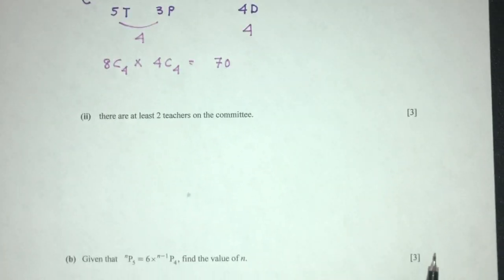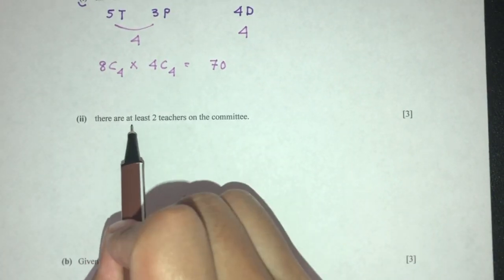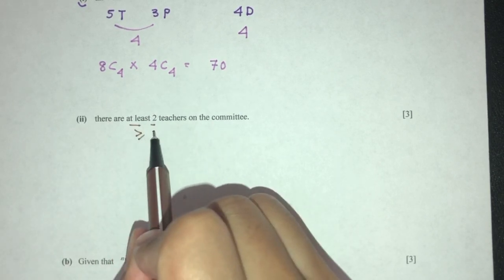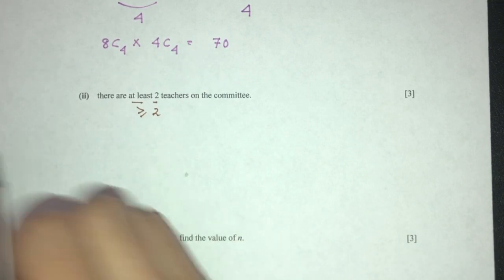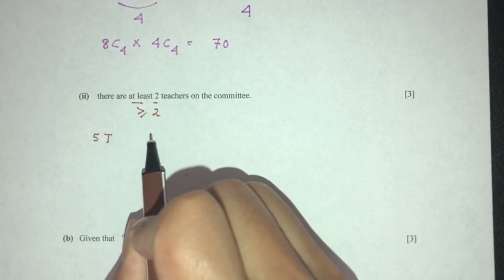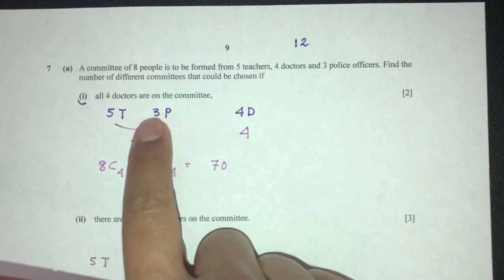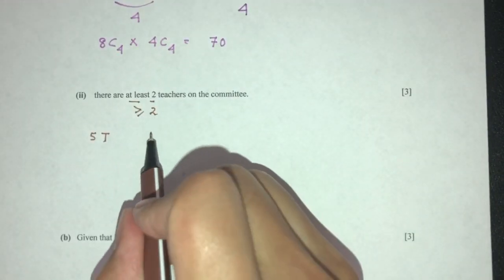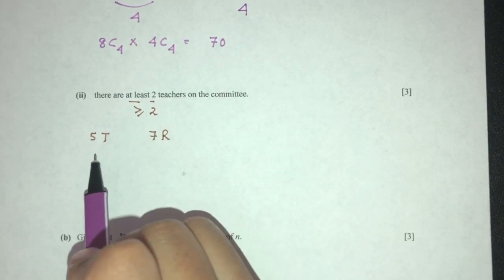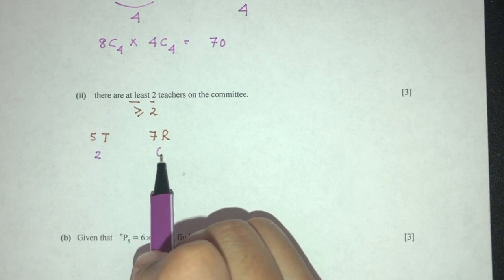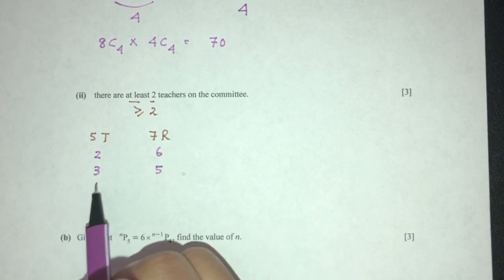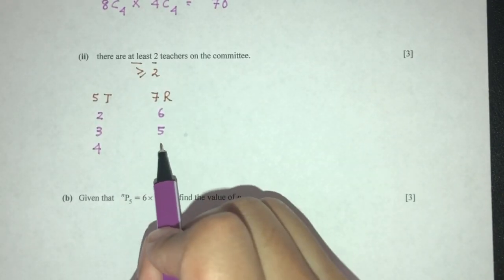Now for part 2, there are at least 2 teachers in the committee. So at least means more than or equal to 2. So we have teachers here. We have 5 teachers, and the remaining people will be 3 plus 4 is 7 people. So 7 remaining. We can choose 2 teachers, we have to choose 6 people here. We can choose 3 teachers, we have to choose 5. 4 teachers, we have to choose 4 here.